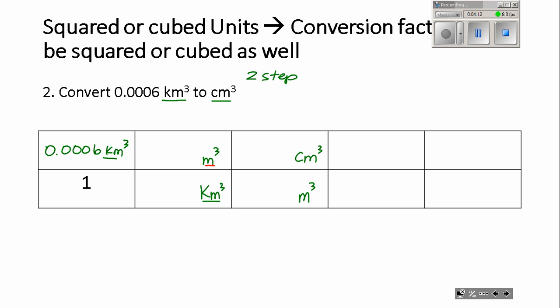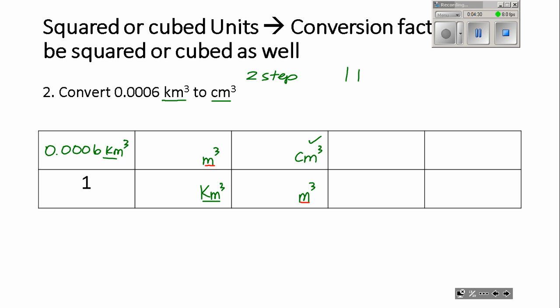Then the unit that I converted to goes down to the bottom of the next step, until we get to the unit that we're ultimately trying to convert to. So we are going to have to write out some equivalent factors that we already know and then cube them and plug those into our problem. So what do we already know?